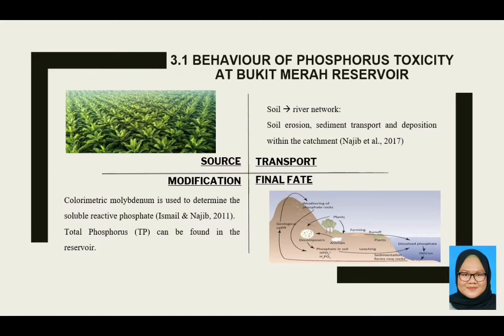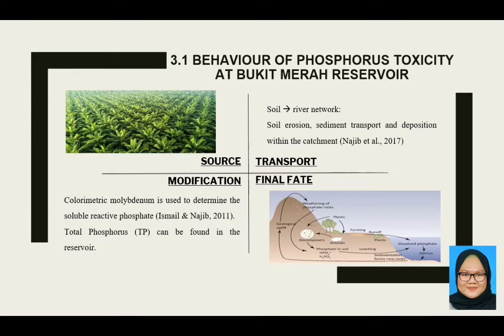Next, modification of phosphorus depends on their possible forms according to the multi-component of ecosystems such as water, air, soil, and sedimentation. For example, total phosphorus or TP can be in dissolved and particulate form. Form of TP in water can be determined by the analytical method, where it can be differentiated by a membrane filtration. For example, colorimetric molybdenum is used in order to determine the soluble reactive phosphate that can be found in BMR. And last but not least, the final fate of the phosphorus is in the sediment, where it acts as a sink for the phosphorus.